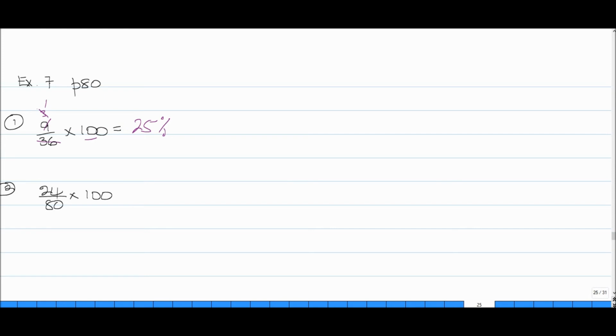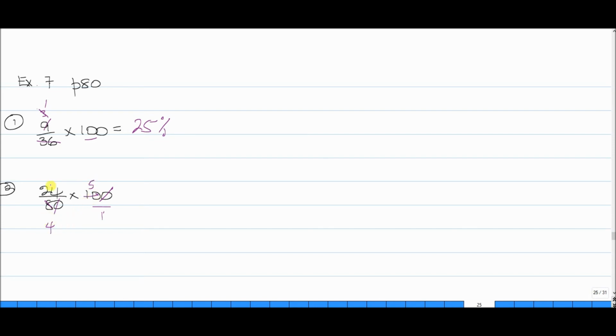Number 2, what percentage of 80 cents is 24 cents? So 80 cents comes after the "of", so it's our denominator, and after the "is" we have 24 cents. Let's put this over 1, and we could say this 0 will cancel this 0. We could now use 2. 2 goes into 8 4 times, and 2 goes into 10 5 times.